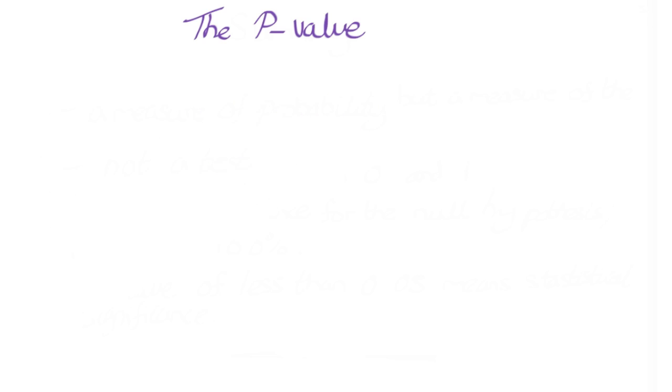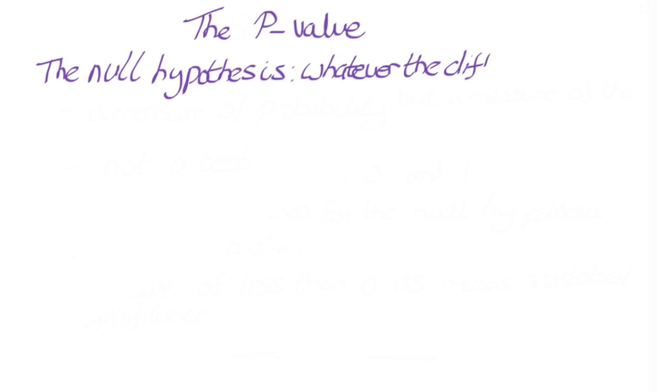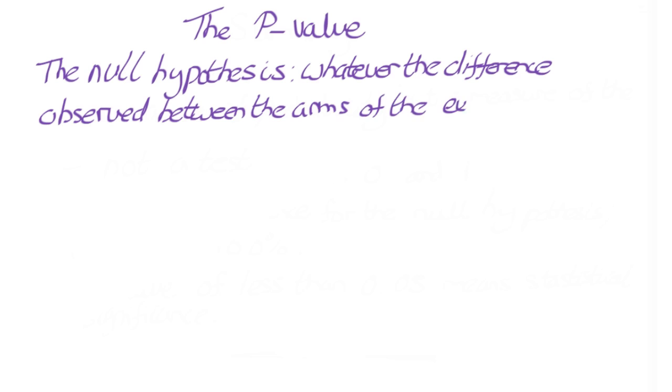In order to properly understand the p-value, you also need to understand what the null hypothesis is. The null hypothesis is a statistical concept. It states that whatever the difference observed between the arms of an experiment, then that difference is just due to random chance, rather than caused by the intervention, whether that intervention be a new drug or something else entirely.